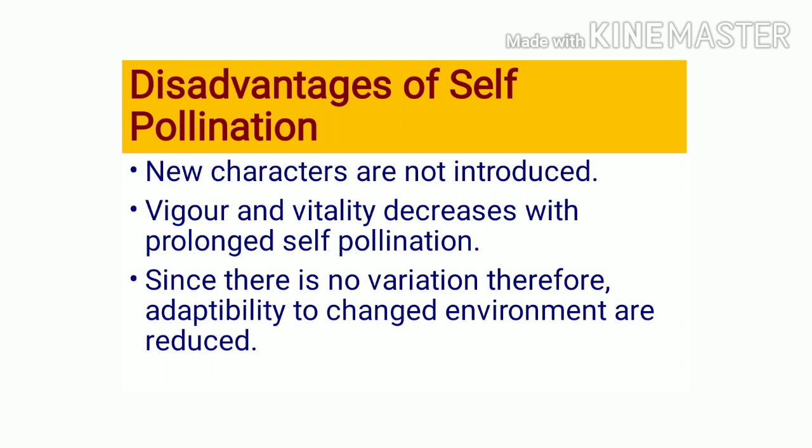And lastly, since there is no variation, their adaptability to a changed environment is also reduced. That means they cannot adapt well to a changing environment, and they are very prone to disease, flood, and they cannot reproduce themselves.